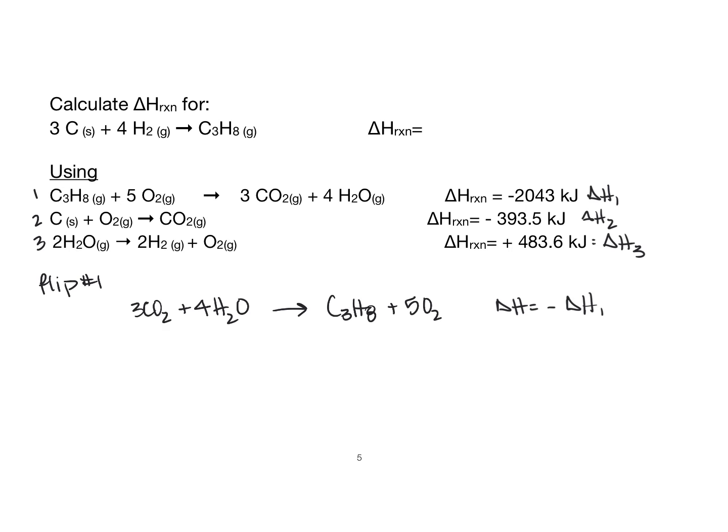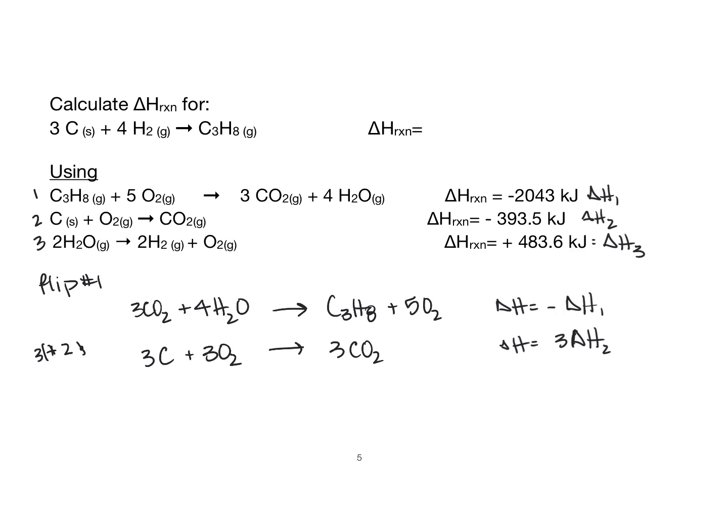So now we need to look at the second equation. We see a carbon solid, which is present in the top equation, but we need 3 of them. So we're going to multiply that by 3. So now I'm going to have 3 carbon plus 3 O2, and that's going to give me 3 CO2. So delta H equals 3 times delta H2.